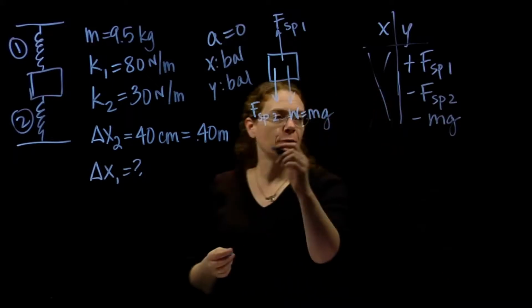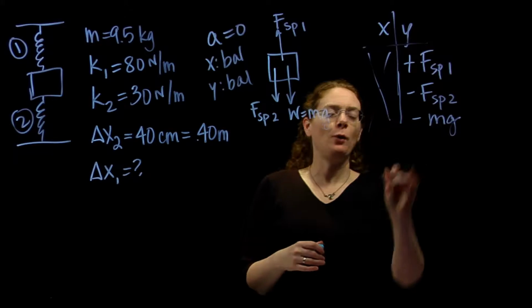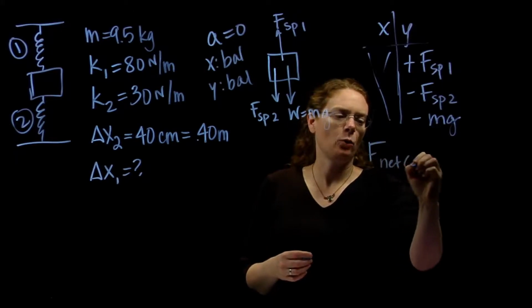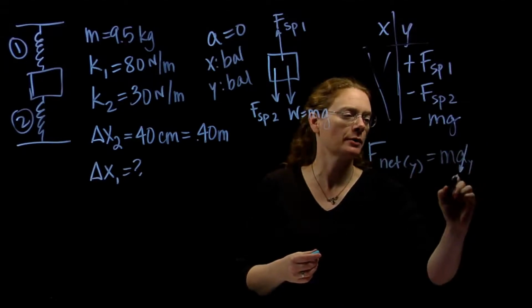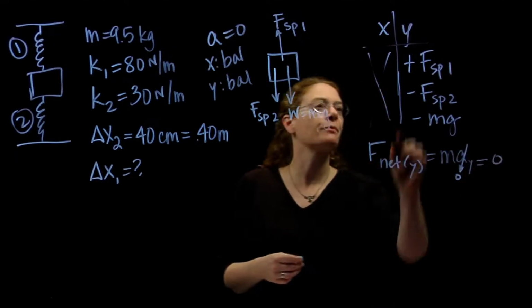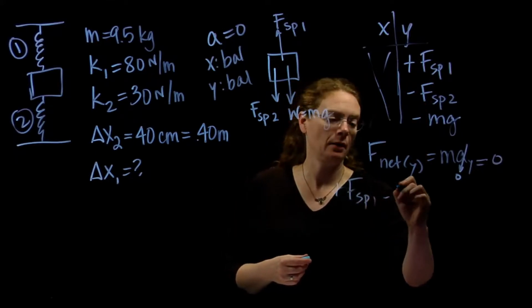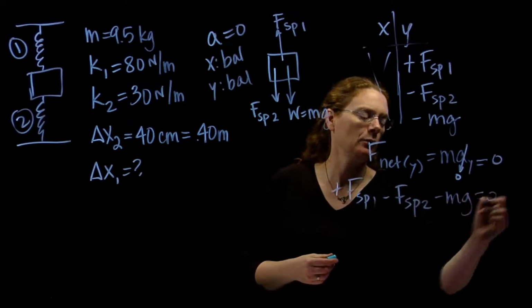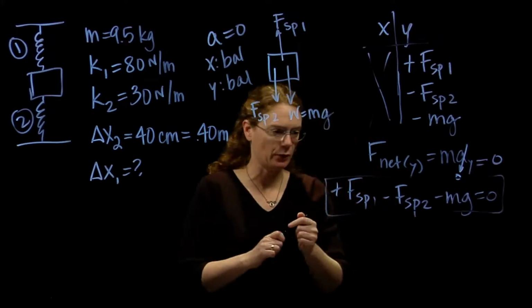Okay, add up all the forces in the x direction, set them to 0. Nothing there. Add up all the forces in the y direction, set them equal to 0. So the net force in the y direction equals m a_y. There's no acceleration, so they're going to add up to 0. Positive F spring 1, negative F spring 2, minus mg equals 0. There's my equation. That's my force equation for this problem.